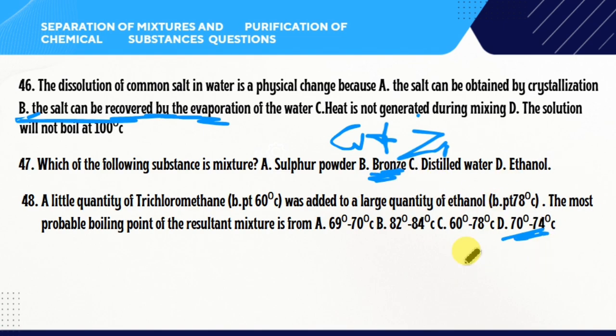But it will not be exactly at ethanol, because of the presence of the trichloromethane. So the answer will be very close to it, but not exactly at it. It cannot be up to 78 because it's a mixture already. It cannot range between the two, and it cannot be more than it. It will be this, 70 to 74.